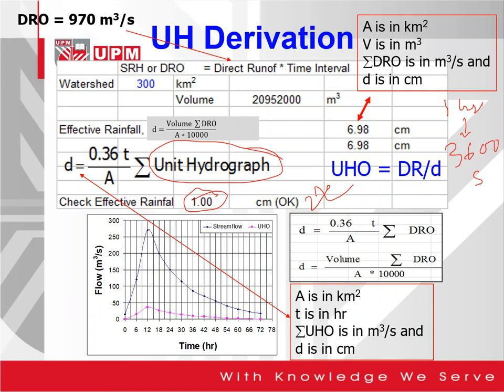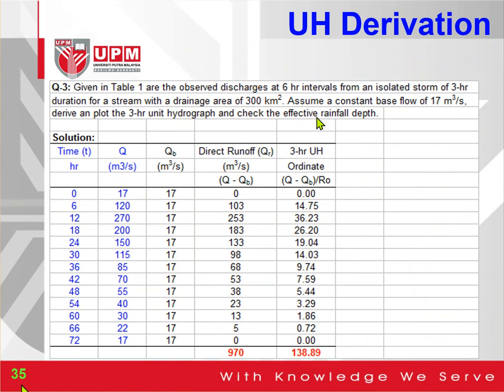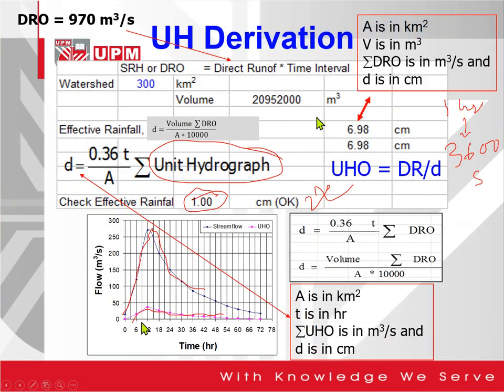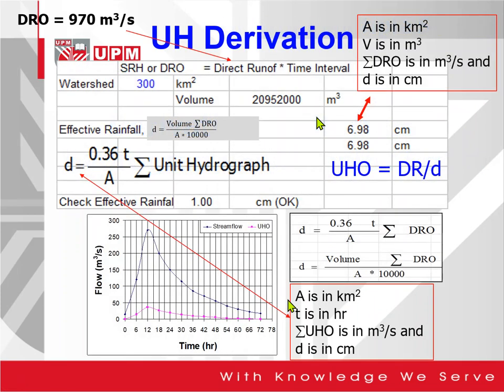After this, we just plot. We just plot the total hydrograph and the unit hydrograph. Okay. So this is the plotting. Plotting uses column 1, and this one, and the last column. So column 1 and the direct runoff and unit hydrograph, we plot together. When we plot together, then we can find the total hydrograph, and also the unit hydrograph. So this is the explanation of how we derive the unit hydrograph.